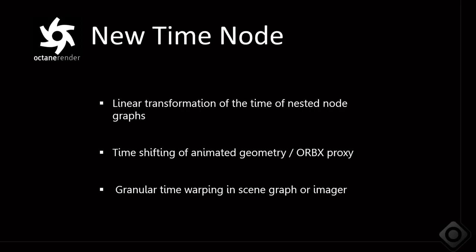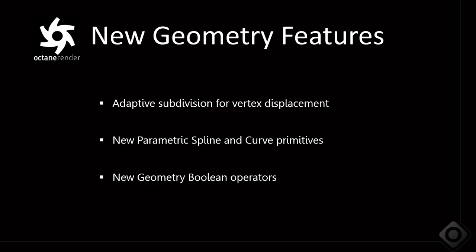And we're also adding a time node. And this is something that I think from the simplest value proposition for users, you'll be able to do time shifting for Orbx proxies. That's been a highly requested feature. This will allow you to do that and also just create envelopes, warping, and all these time controls inside the node graph, inside of shaders. Super important. That's coming up probably in late summer as well.